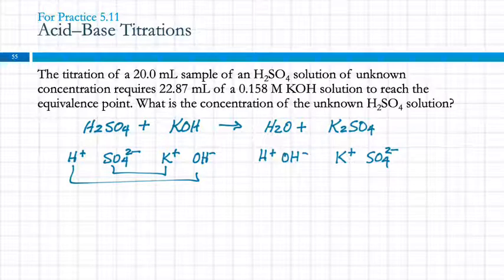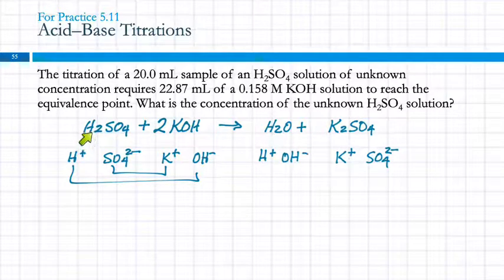Okay, so I need to balance this equation. When you have a diprotic acid, you're going to need some coefficients, because I have 2 moles of hydrogen ions here. I'm going to need 2 moles of potassium hydroxide. So if I look around here, I see I've got 2 Ks over here, and I'm going to need a 2 in front of my KOH.